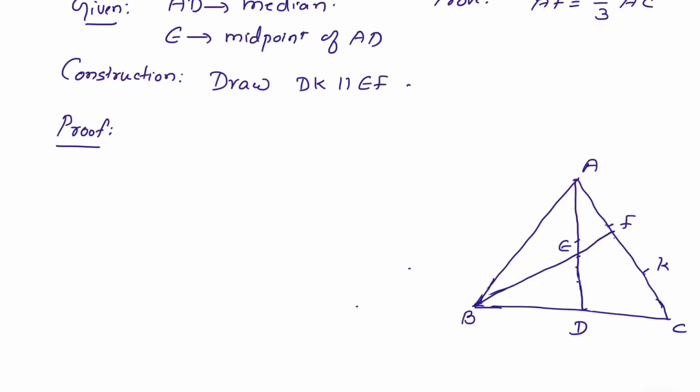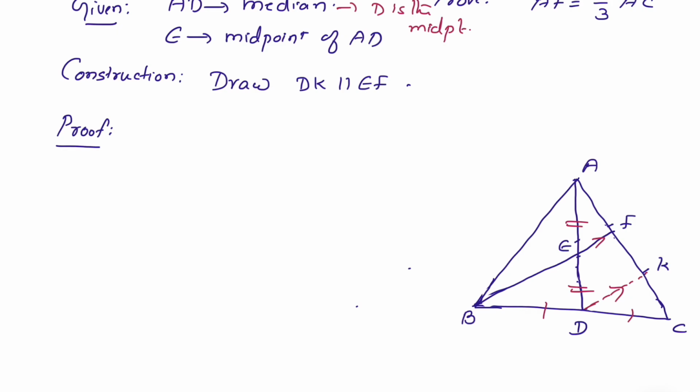The next question is, AD is the median and E is the midpoint of AD. So AD is the median means D is the midpoint, and E is the midpoint of AD. You have to prove AF equal to 1 by 3rd AC. So for this we have to draw a construction, a line DK parallel to EF.